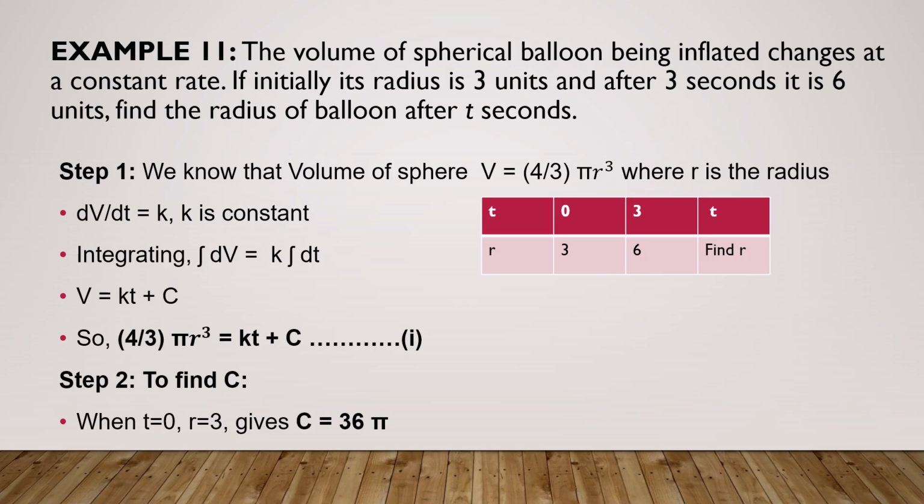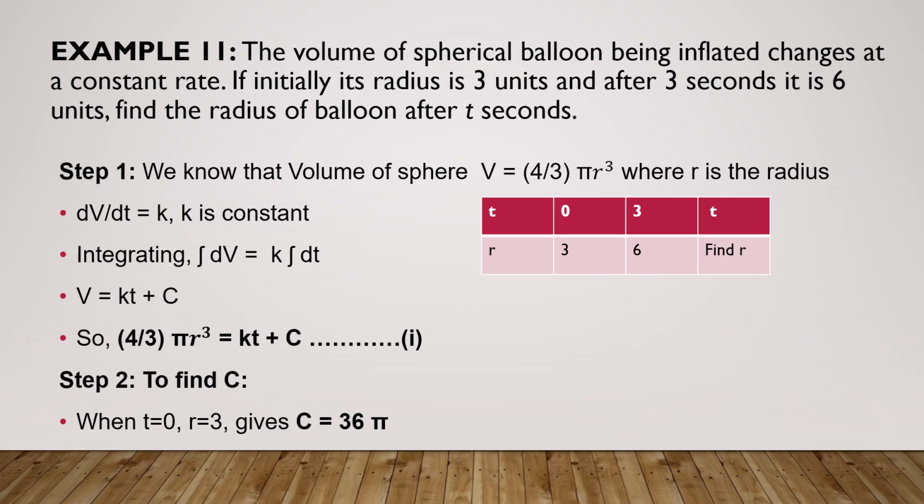Now, what is the next step? Bring the terms having V on one side and t on another side. So it is integral of dV is equal to k into integral of dt. Simple equation. Integrate on both the sides. After integrating on both the sides, what do you get? V is equal to kt plus c. So our equation is, but what is V? V is 4 upon 3 pi r cube. Since the data is given in the form of radius, we need to write this equation in the form containing r. So 4 upon 3 pi r cube is equal to kt plus c.